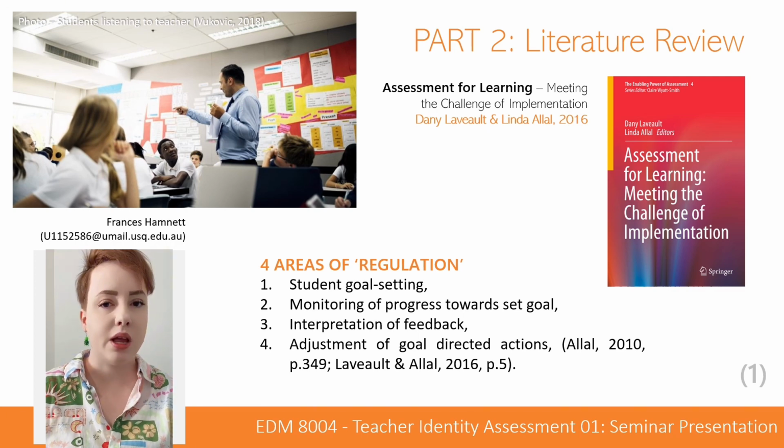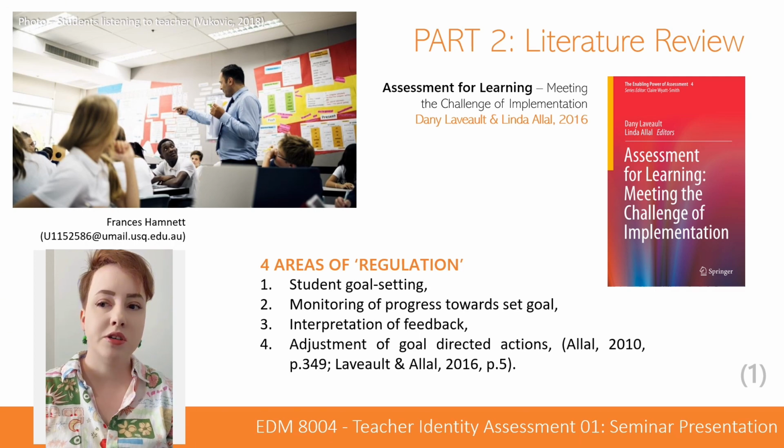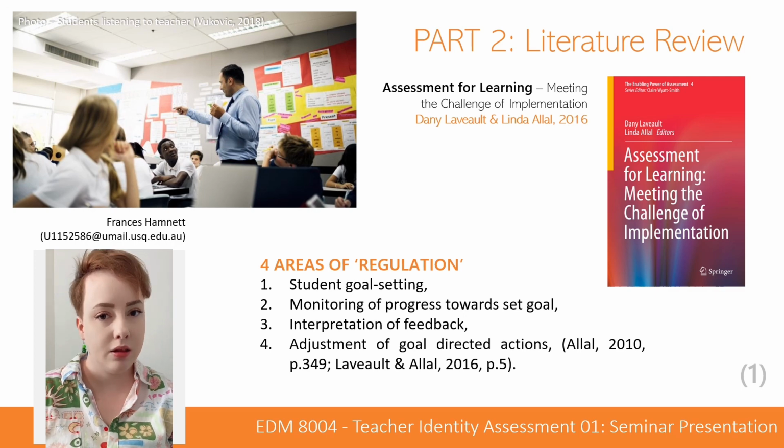Although I hadn't originally planned on investigating this relationship when undertaking my literature review, I discovered that discussions surrounding self-regulation were prominent across all literature related to AfL. As emphasised by Lavault and AfL, to be effective, AfL must attend to 4 areas of regulation. This includes student goal setting, monitoring of progress towards set goals, interpretation of feedback, and adjustment of goal-directed action. Teachers must always consider the development of self-regulation when planning AfL.